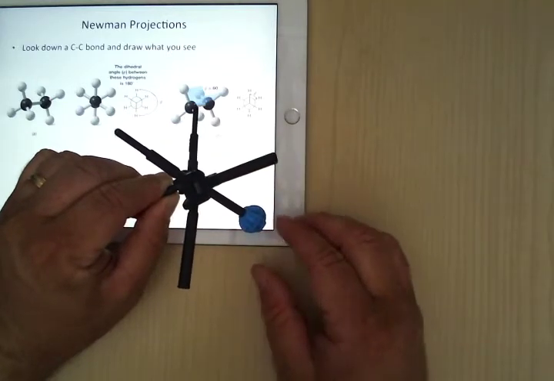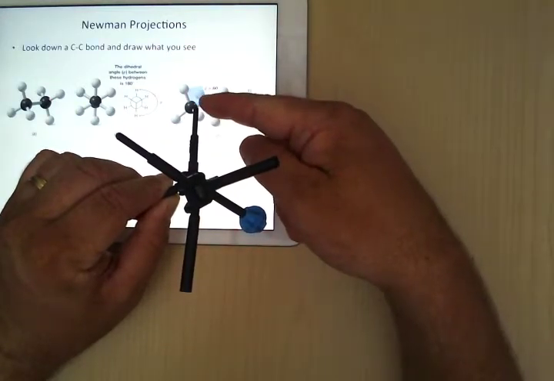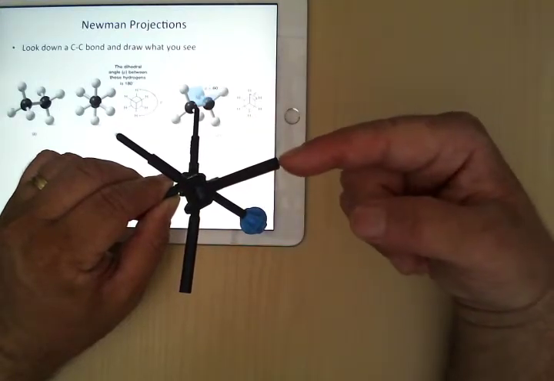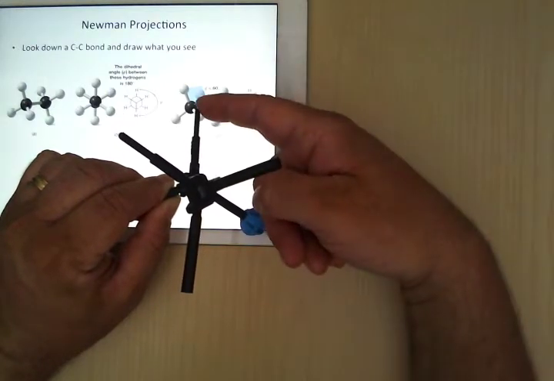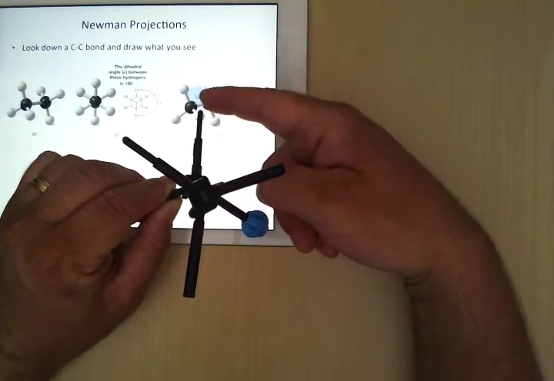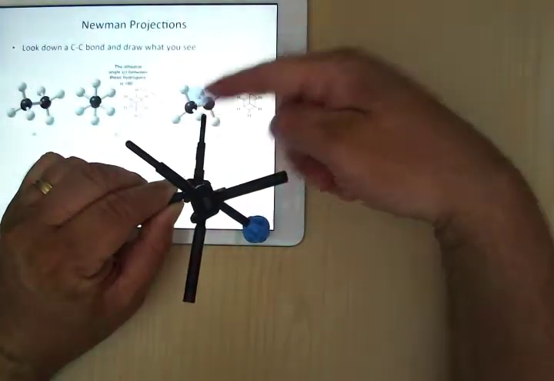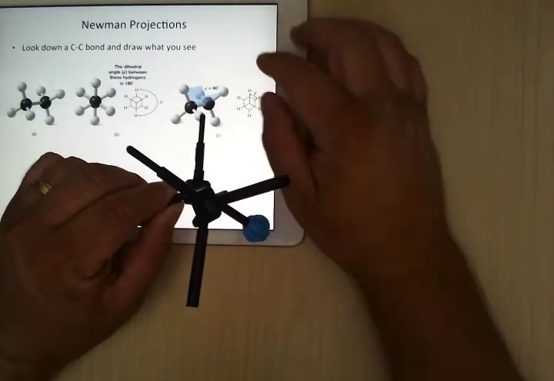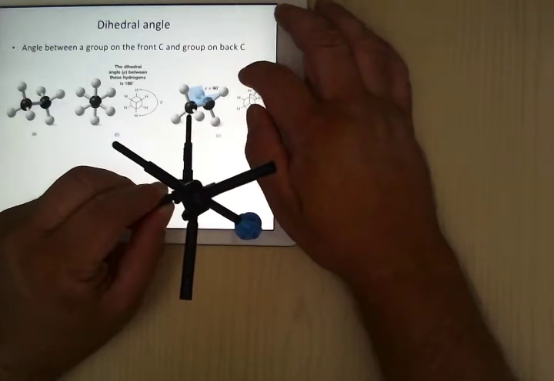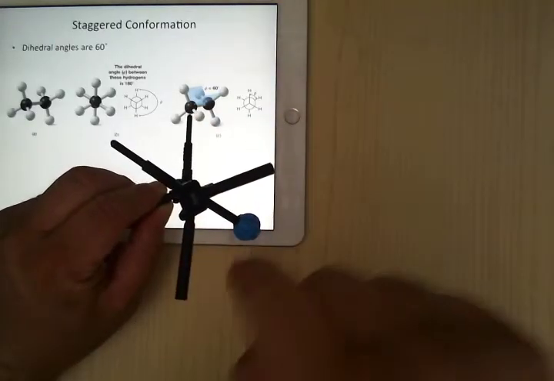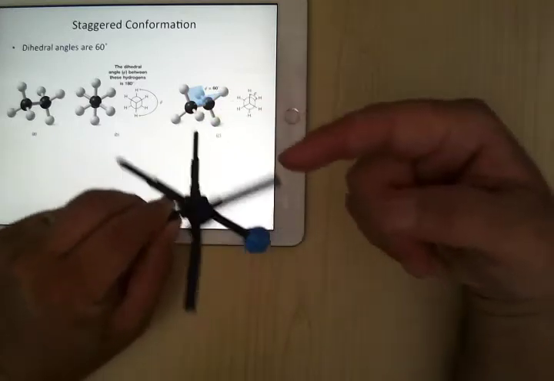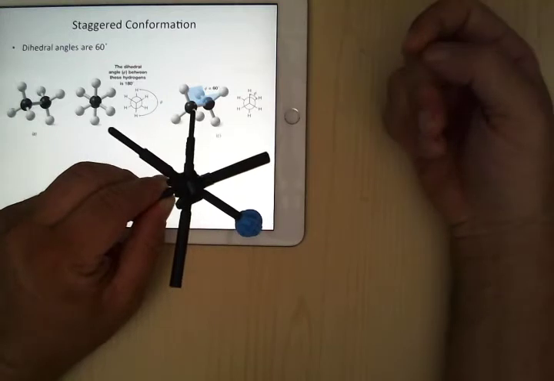And so what we're looking at is what are called the dihedral angles, which are the angles between a group in the front and a group in the back. So for here, this is 60 degrees, and this is 60 degrees here. This is 180 degrees. That's the dihedral angle. Okay, so if it's in this form here, where you have these 180 degrees, this is called the staggered configuration.